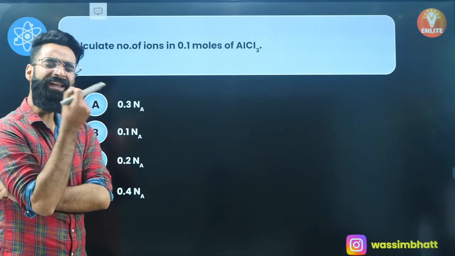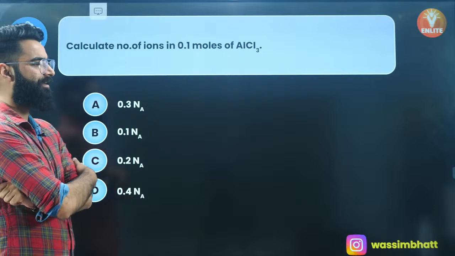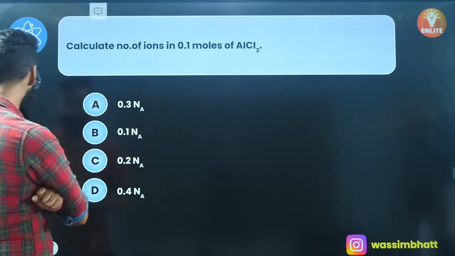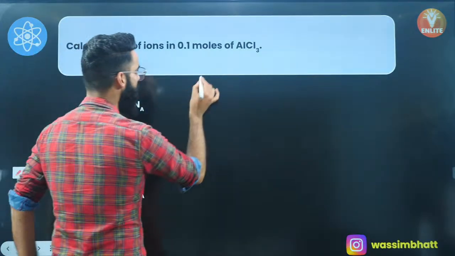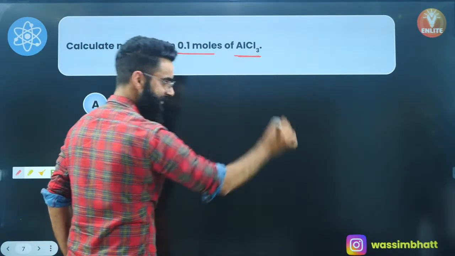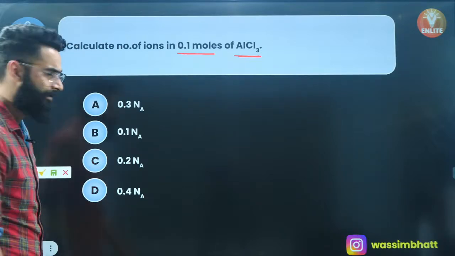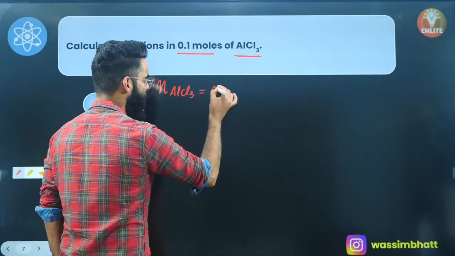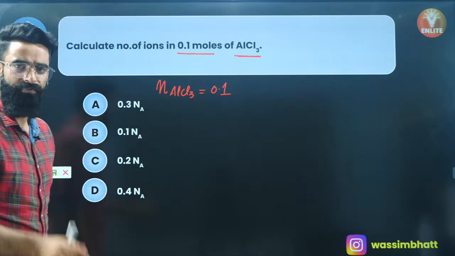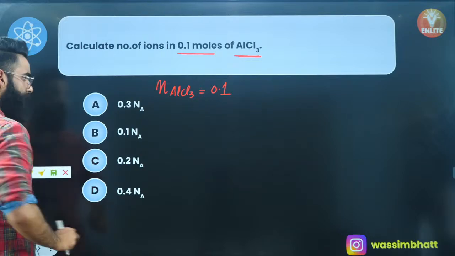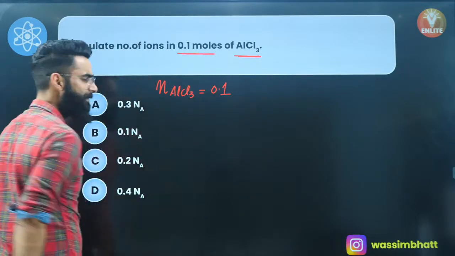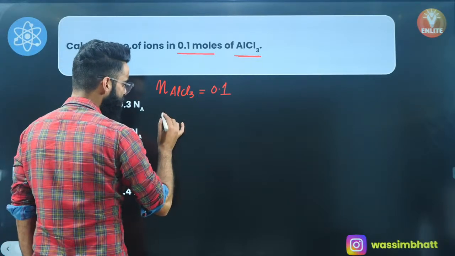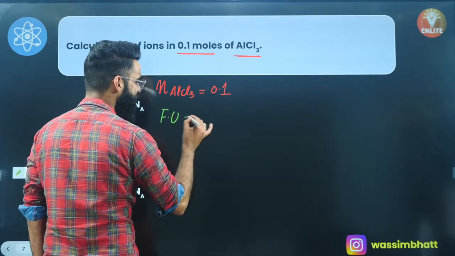All right, one very simple and basic question. Calculate the number of ions in 0.1 moles of AlCl3. So as per the question, have a look exactly. We have 0.1 moles of AlCl3. Let me write it over here. The number of moles of AlCl3 given to us is equal to 0.1. Perfect. Now people, if I ask you how many formula units of AlCl3 will be there, right?